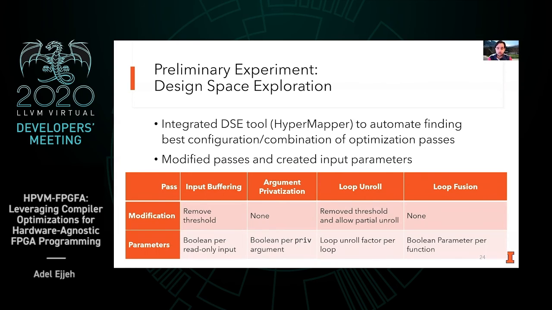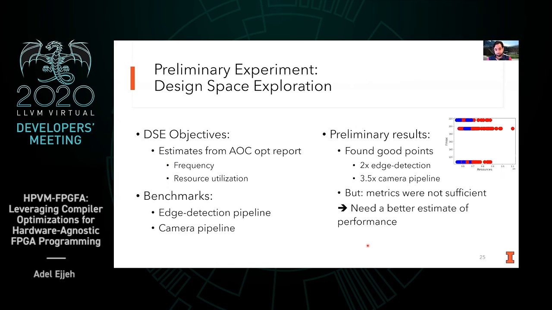This table shows how we modified our passes to make them more configurable and what design space exploration parameters we used for each one of these passes. As an example, we modified loop unrolling by removing the threshold and allowing partial unroll. And for the parameter, we set it as the loop unroll factor for every loop.